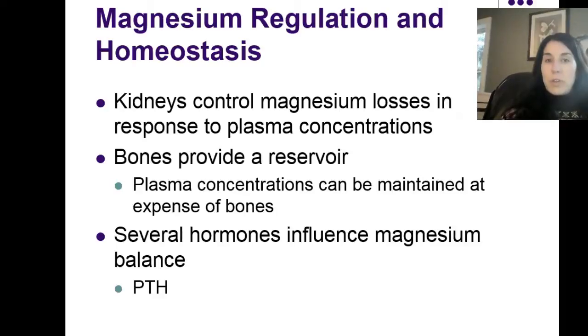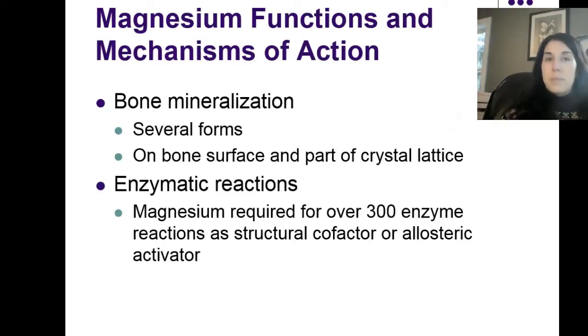The bones serve as a reservoir. I talked about the bones being a bank when I talked about calcium. Similar situation. And the plasma concentrations of magnesium will be maintained at the expense of bones, as calcium is. PTH, parathyroid hormone, influences magnesium balance. It plays a role in bone mineralization, and it's part of the crystal lattice.